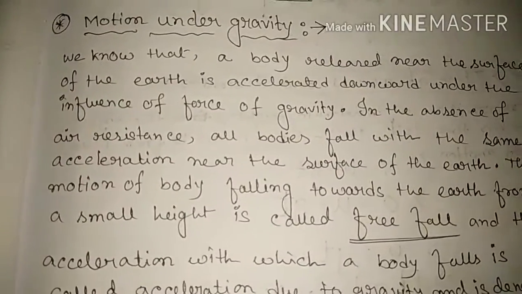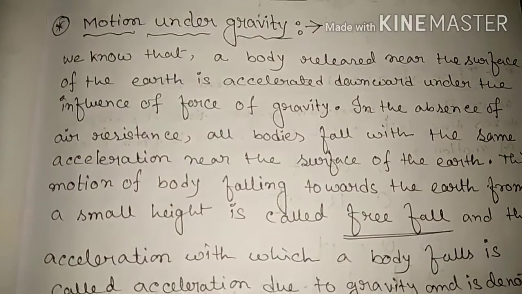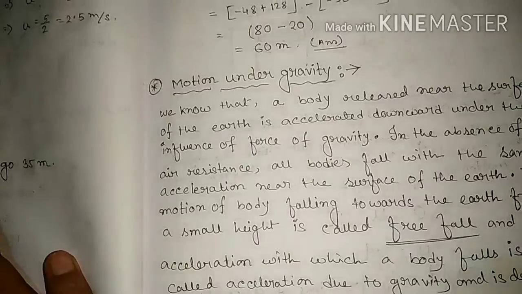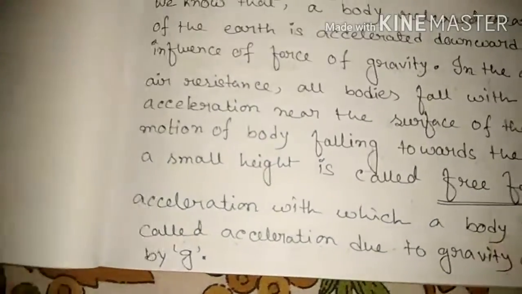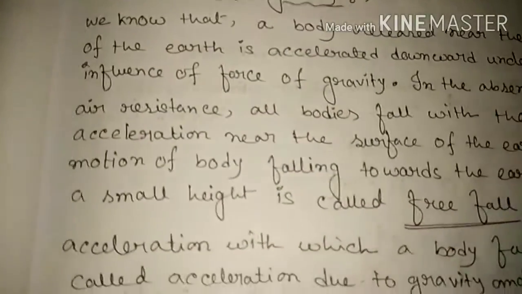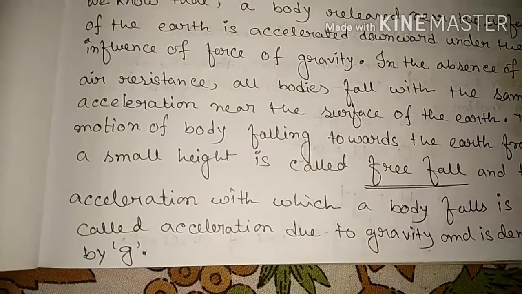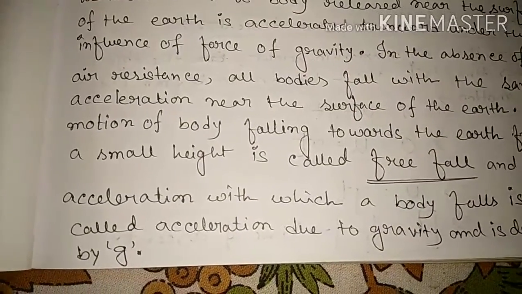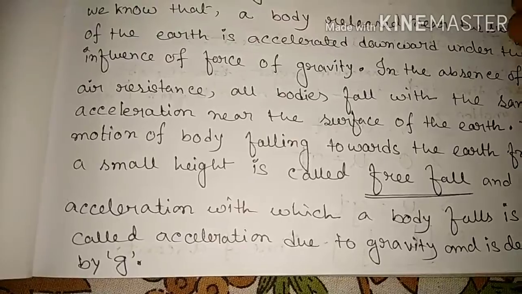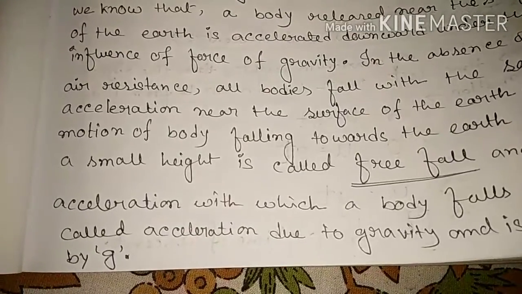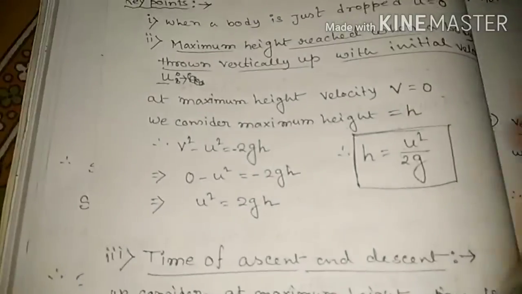If we consider there is no air resistance, all bodies fall with the same acceleration near the surface of the earth. This acceleration with which a body falls is called acceleration due to gravity, and it is denoted by g. What is its value in SI? Its value is 9.81 meter per second square.